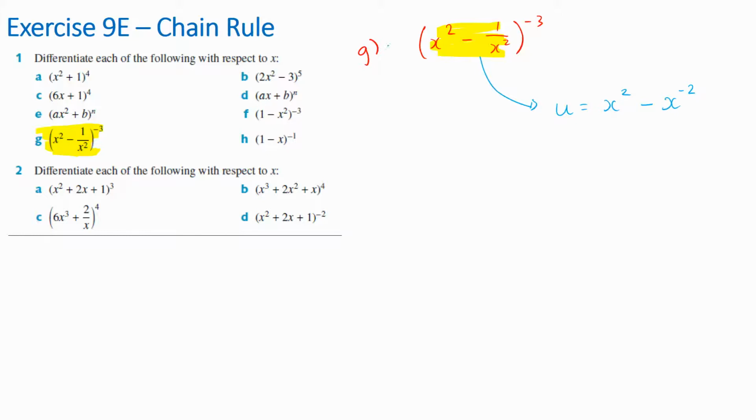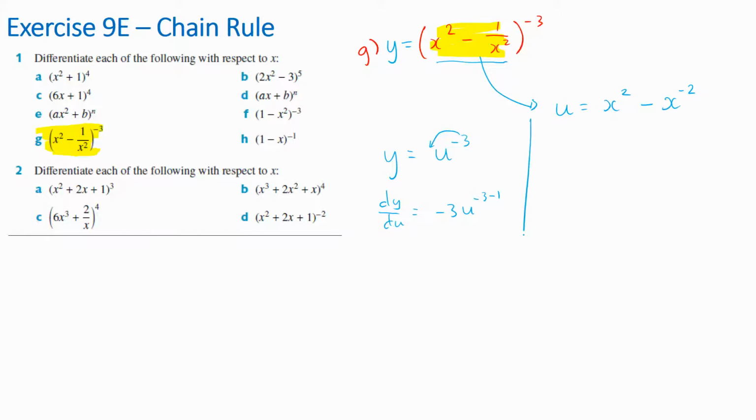So why did I do that? Because if this is my equation, I've now replaced it so that it becomes u to the power of negative 3, because I've replaced the inside. Okay, so there's no longer the x squared minus 1 on x squared. And if I ask you to find the derivative for this, it's so easy. dy du, not dx, dy du is equal to, drop the power down, so it becomes negative 3 u to the power of negative 3 minus 1, power rule.